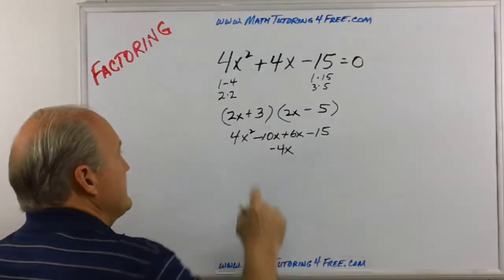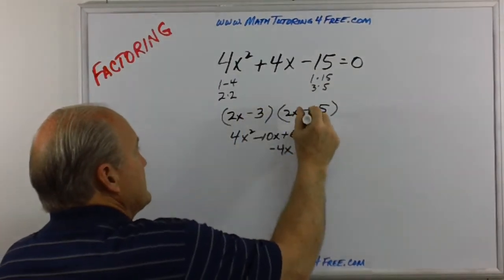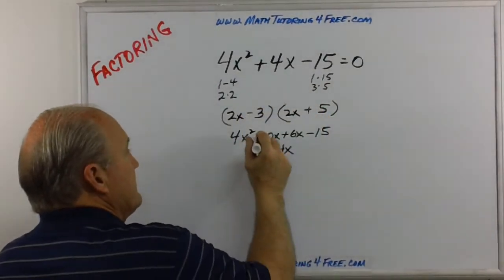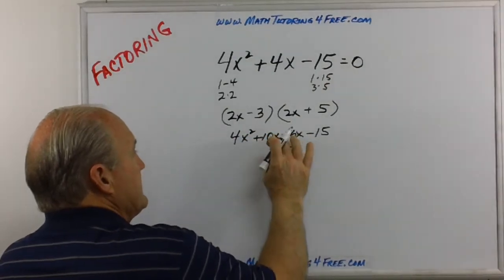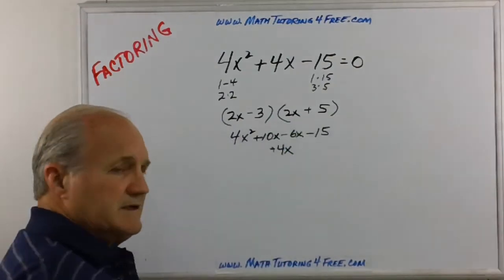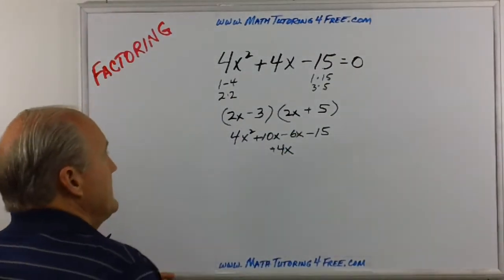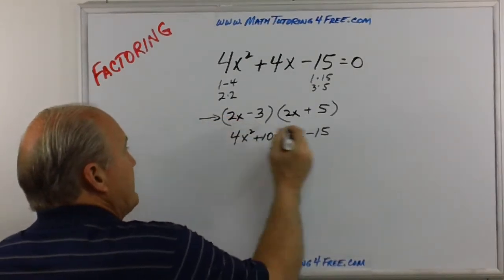So all we really need to do is change the signs here. Let's make that one negative and this one positive. That would make it a positive 10x and a negative 6x. And sure enough, that's the middle term that we need. Now, these are our factors.